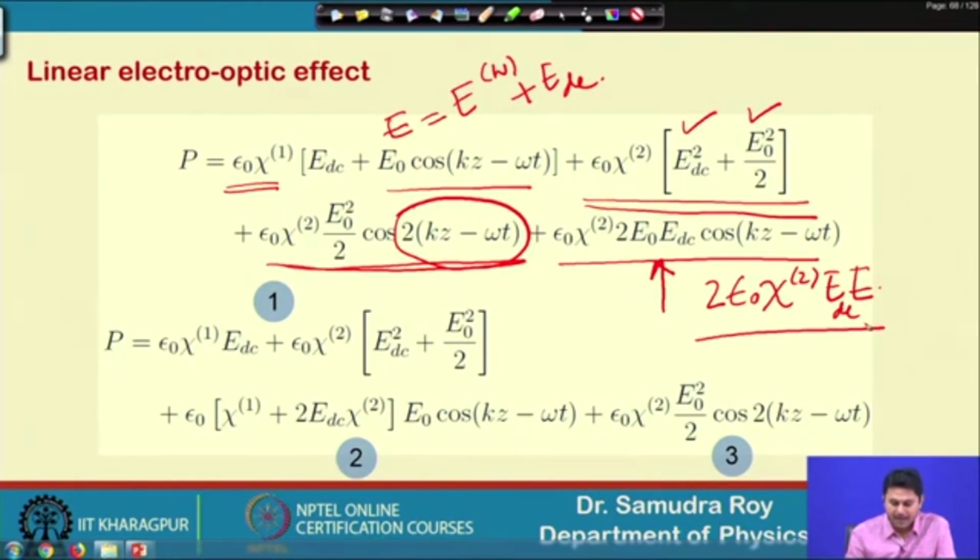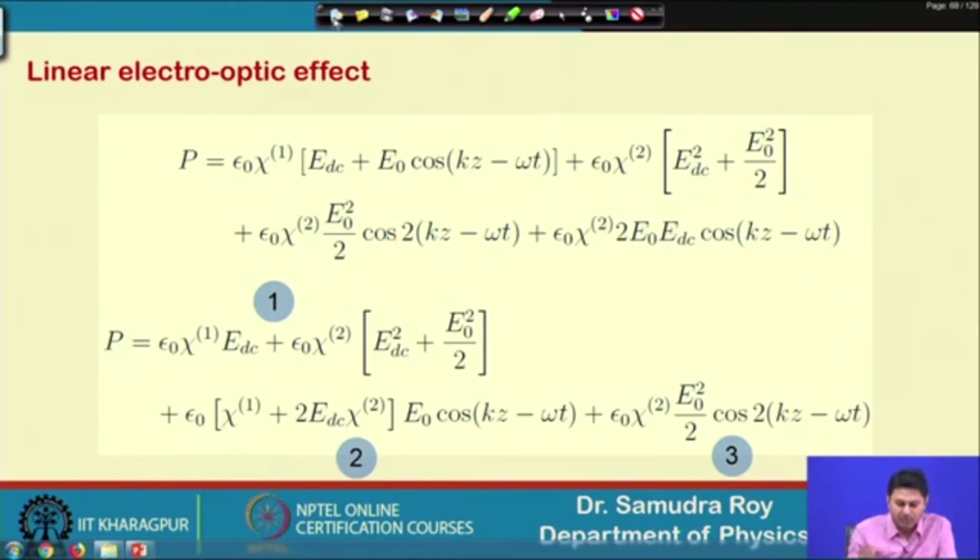Okay. After having all these terms, now again we start recollecting one by one. So, let us see what happened for the first term. The first term we have is epsilon 0 chi 1 E_DC.